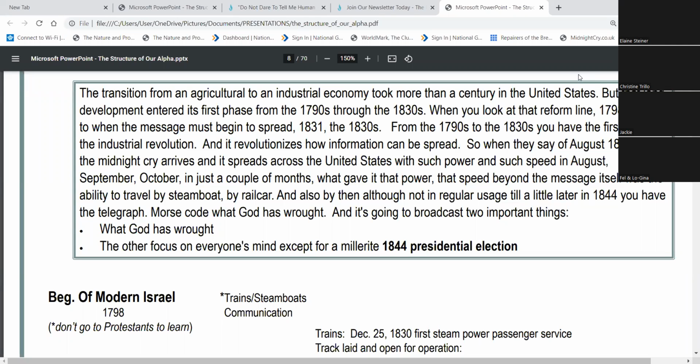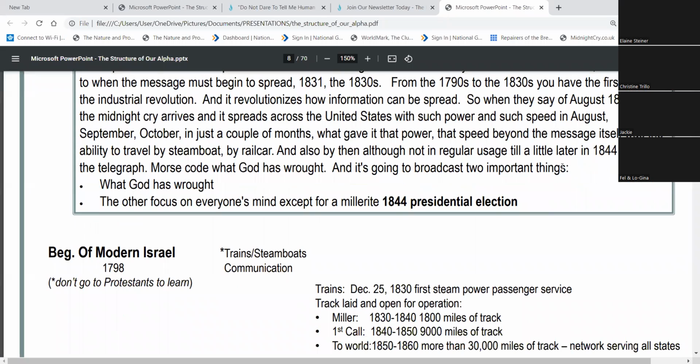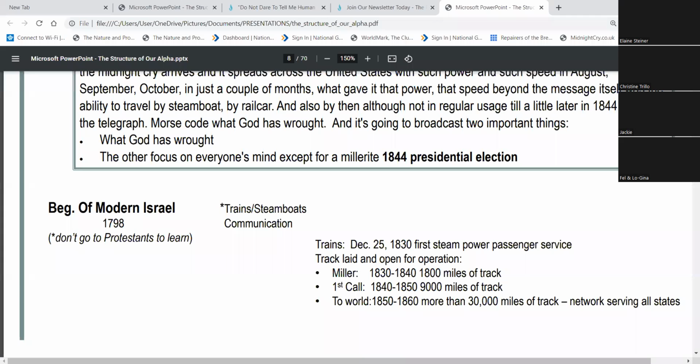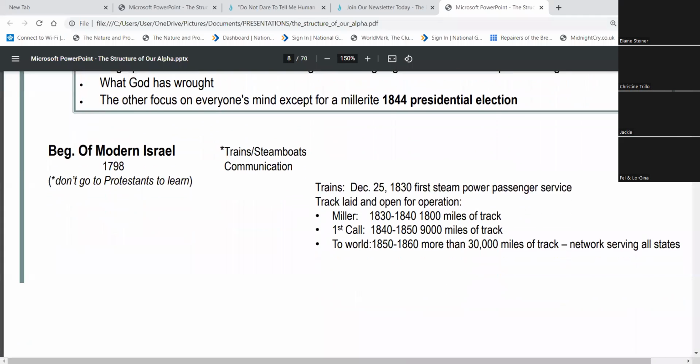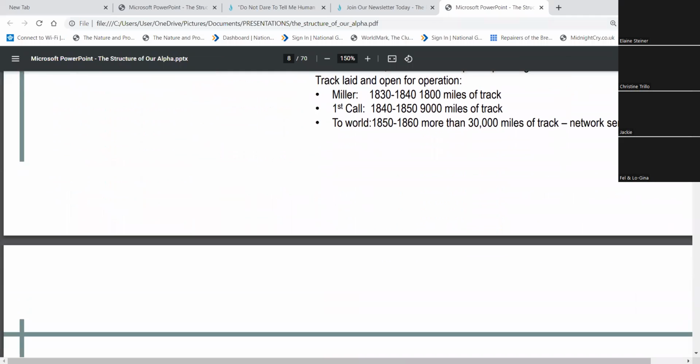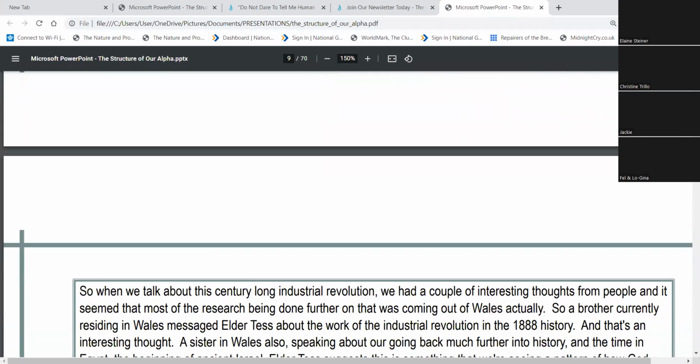And also by then, although not in regular usage till a little later in 1844, you have the telegraph. Morse code, what God hath wrought. And it's going to broadcast two important things. One, what hath God wrought? And the other focus on everyone's mind, except for the Millerites, the 1844 presidential election. Yeah, the beginning of modern Israel, 1798, you got steamboats, you got trains, you got communications, telegraph. And yeah, so the message is now being spread.